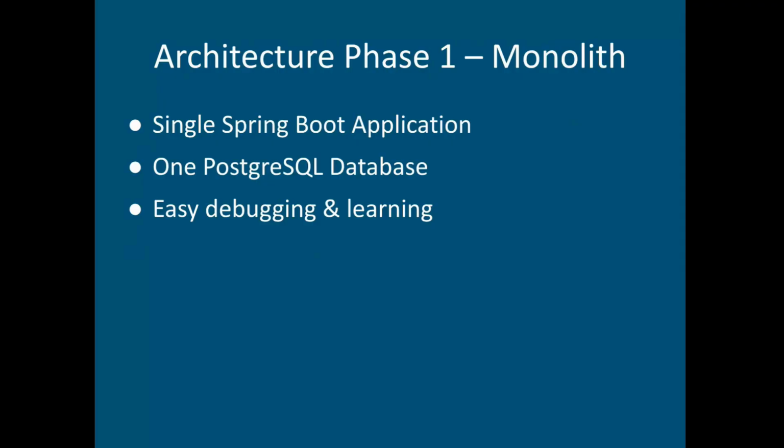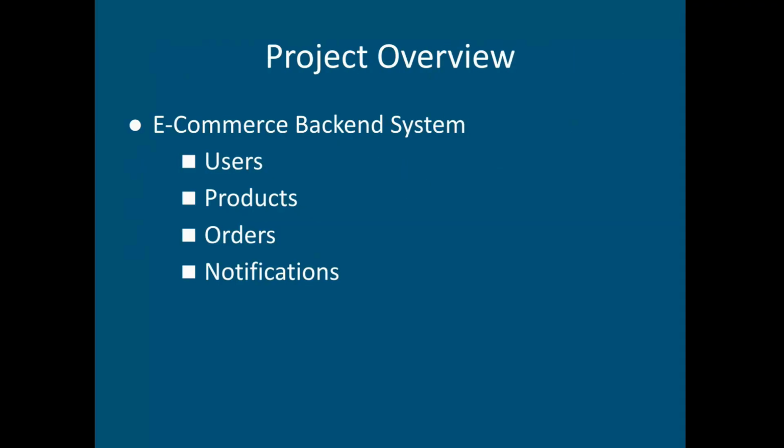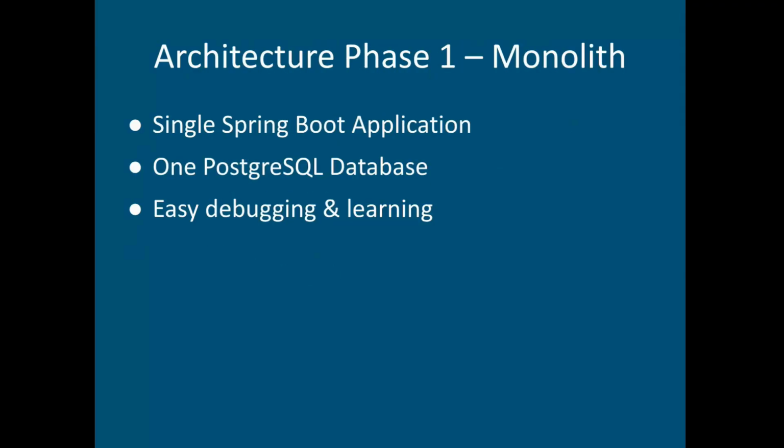So this is our phase 1. In this phase 1, first we will see what is monolithic architecture. In plain layman language, for the entire application, whatever services we saw earlier, the users, products, orders, notification, we will create a single Spring Boot application. Here we will use a single Postgres database, and all modules will live inside one project, so that it is easy for debugging and learning.